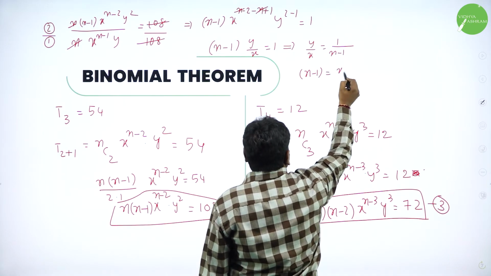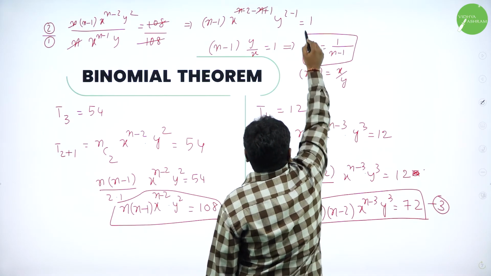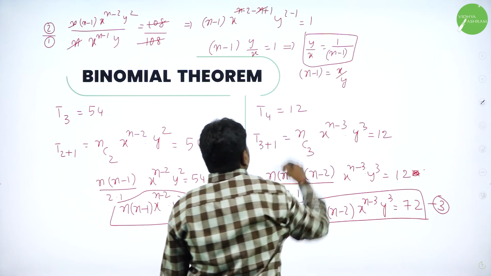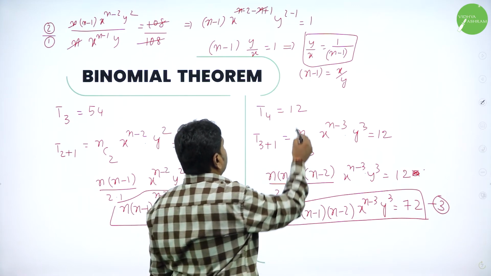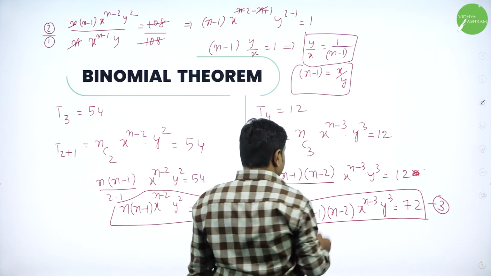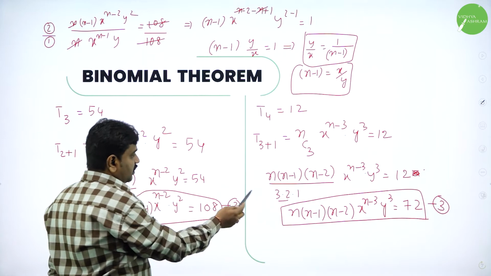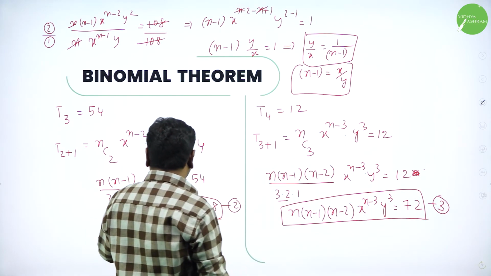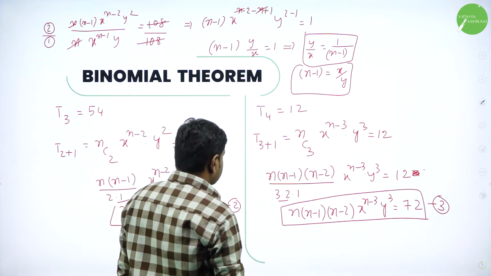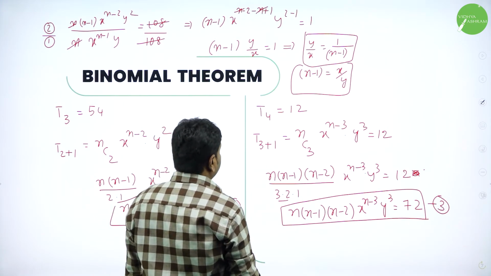Y by x or x by y. Okay, this is fine. Wherever we get 1 by n minus 1, we can put y by x, or n minus 1 is x by y. Now we created one more equation. Now remaining equations, we have 3, and we call this 2 and 3. Now n minus 1, n minus 2 is there, n minus 1 is there, we'll divide these two. So now we'll perform 3 by 2.